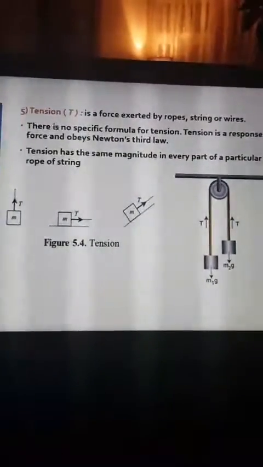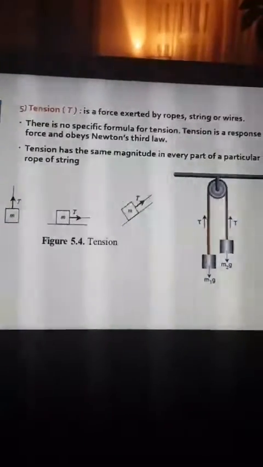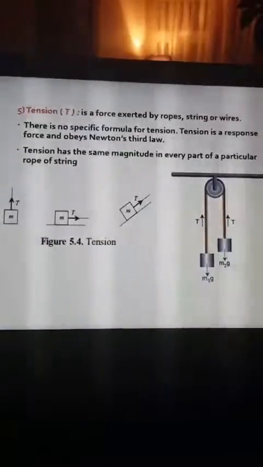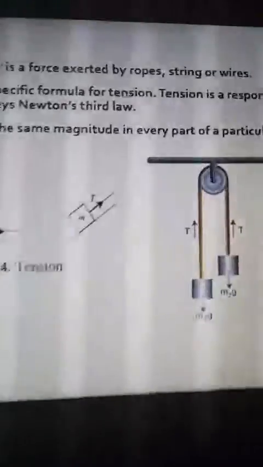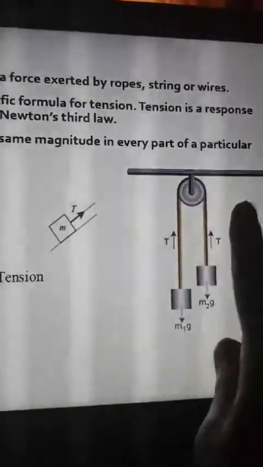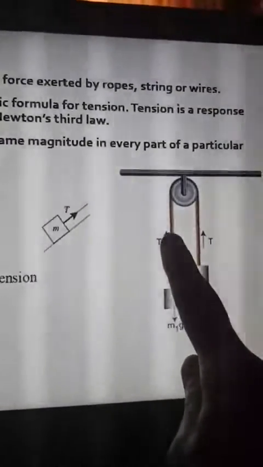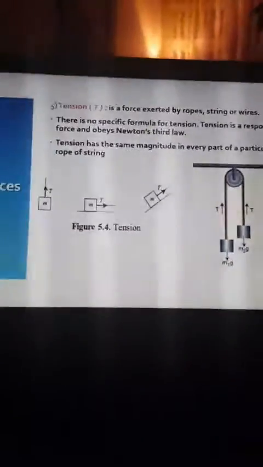We don't have a formula for tension the same as force of gravity and force of friction. Tension has the same magnitude in every part of a particular rope or string. For example, with a pulley, I have two objects here and I have one rope. At any point here or here, the tension is the same. So if you have the magnitude of tension here, you have to know directly that the tension here is also the same as this one. Okay, this is the meaning of this.